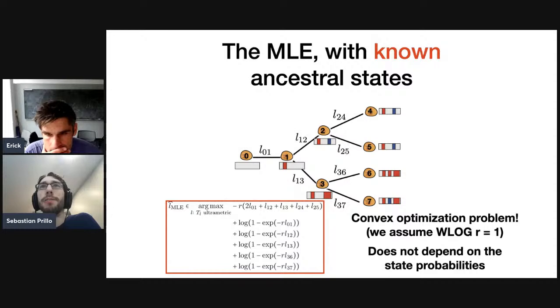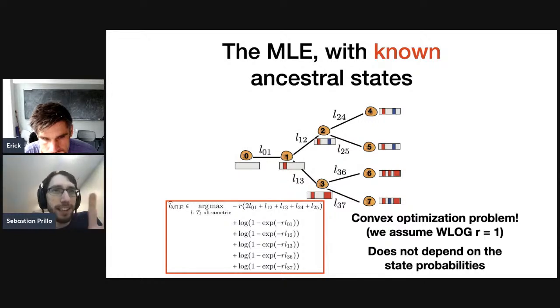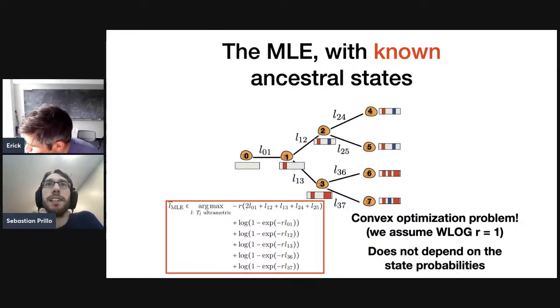then coming back to our toy example, if you want to fit the branch lengths, then this is what the MLE is going to look like. So down here on the left, this is exactly the optimization problem you get. And this is nice because it's a convex optimization problem, and also because these branch lengths do not depend on the probabilities of each indel occurring. And so, this is, yes.